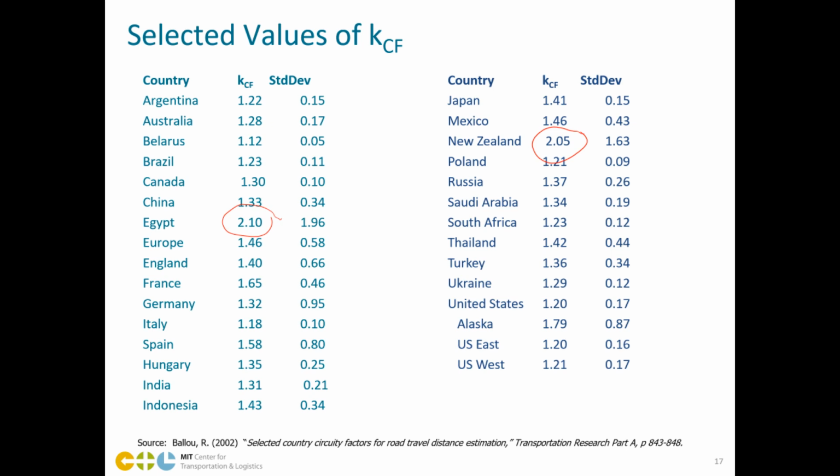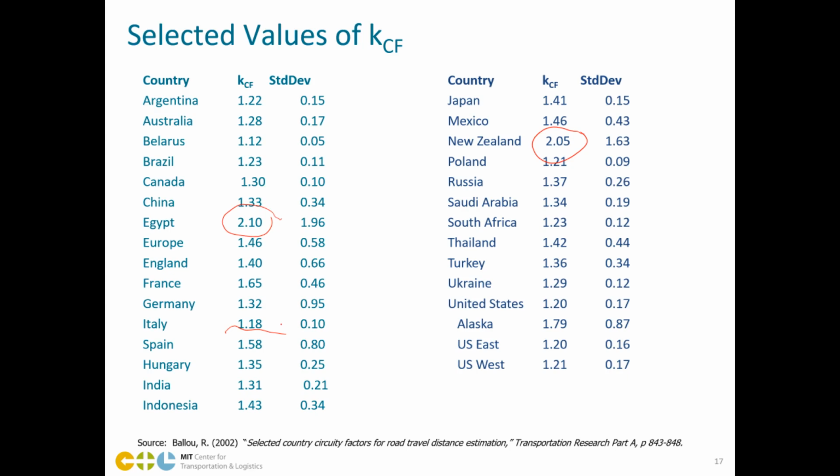Look on the other end of things and look at Italy, and they're very connected at 1.18. So essentially what this number is doing, it's a multiplier against the shortest as the crow flies distance for what the expected distance would be between 2 points in each of these countries.